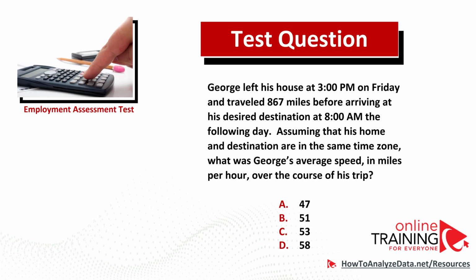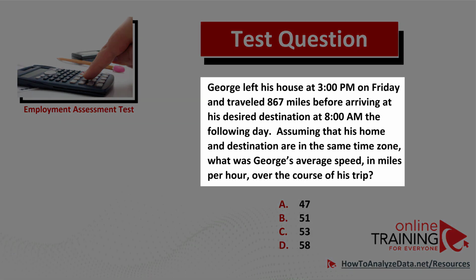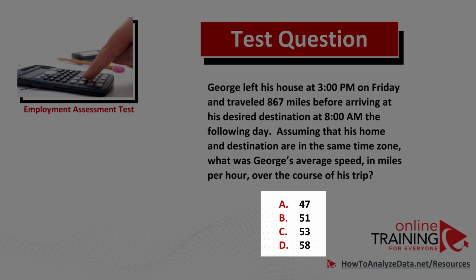Let's look at the interesting question which tests your knowledge of time as well as calculations. George left his house at 3 p.m. on Friday and traveled 867 miles before arriving at his desired destination at 8 a.m. the following day. Assuming that his home and destination are in the same time zone, what was George's average speed in miles per hour over the course of his trip? And you have 4 different choices.